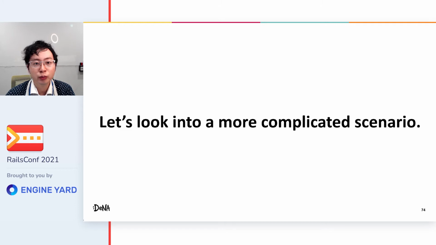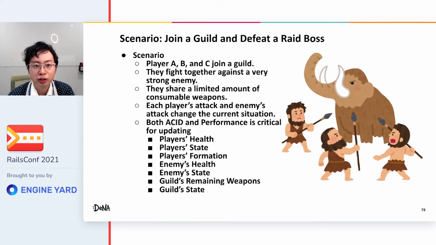Let's look into a more complicated scenario now. The scenario is to join a guild and defeat a raid boss. Player A, Player B, and Player C join a guild. They fight together against a powerful enemy. They share a limited amount of consumable weapons. Each player's attack and the enemy's attack change the current situation. Both ACID and performance are critical for updating players' health, state, formation, and the enemy's health, state, and guild's remaining weapons and state.